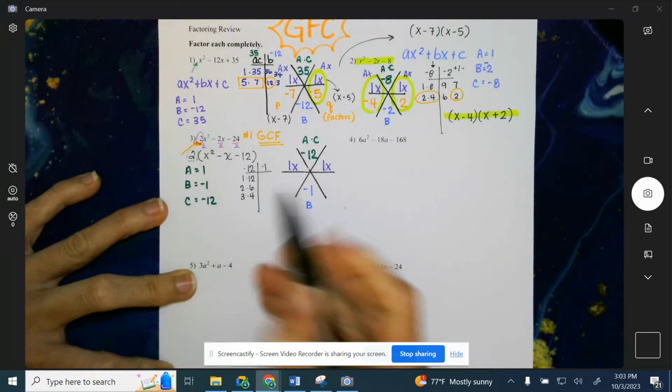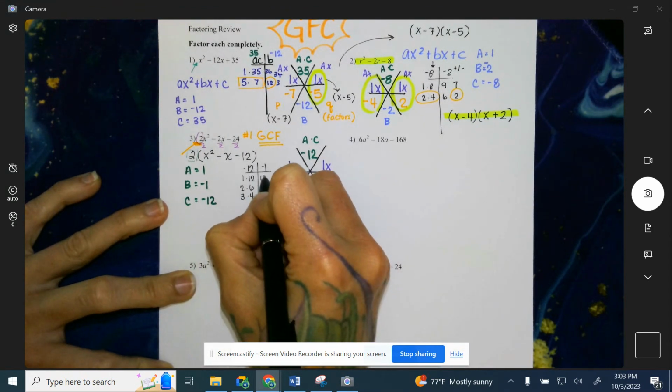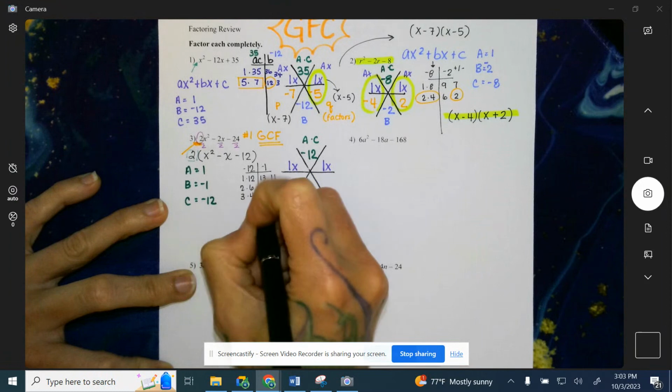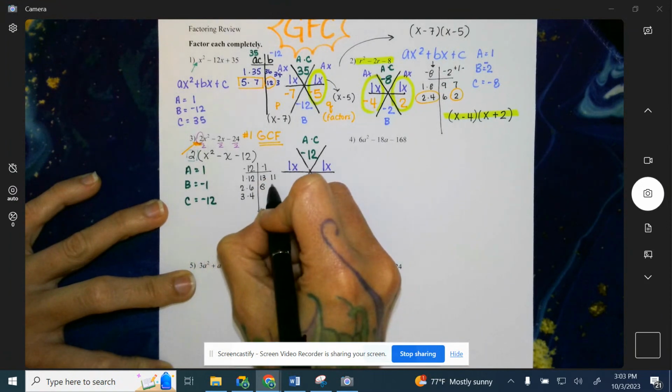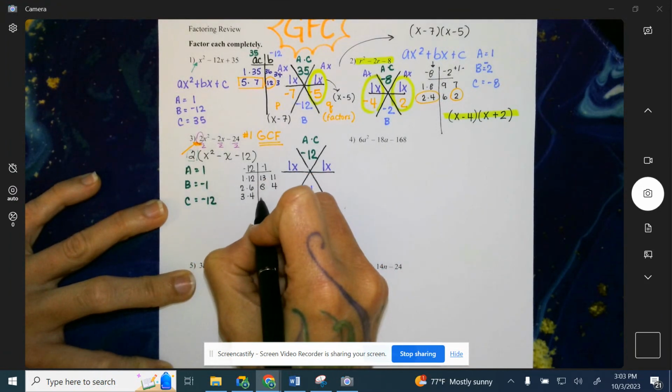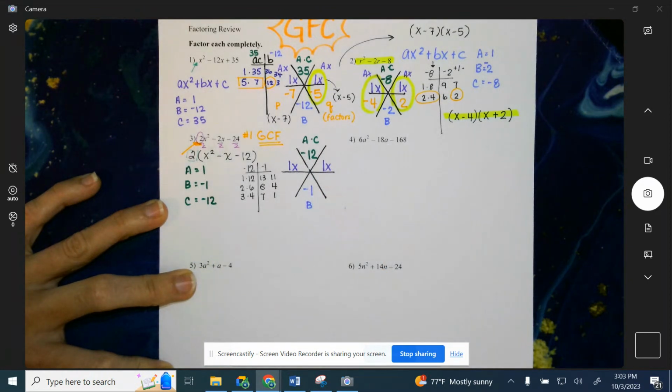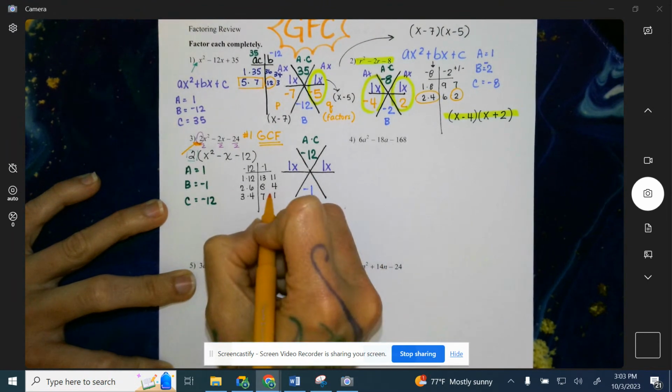So we have all 3 of them. 1 plus 12 is 13. If we subtract them, we get 11. 2 plus 6 is 8. If we subtract them, we get 4. 3 plus 4 is 7. If we subtract them, we get 1. And what we're looking for is that 1.